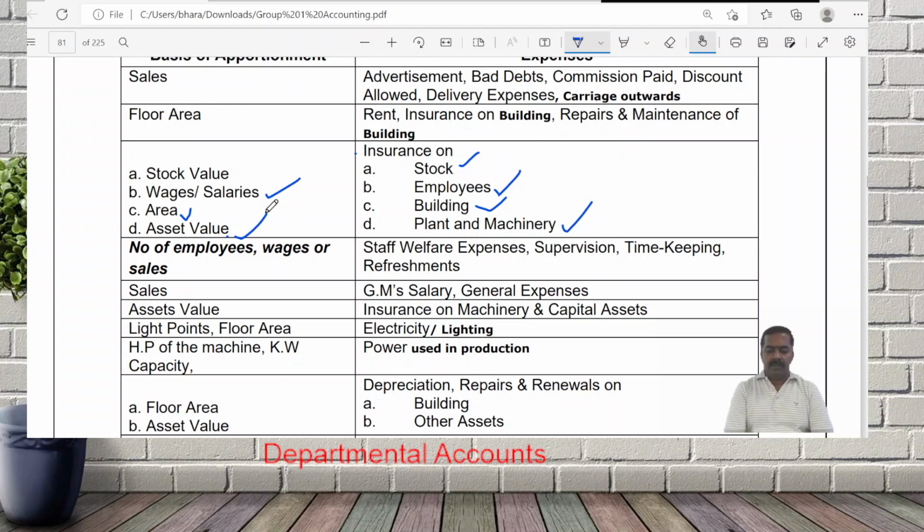Electricity and lighting will be based on number of light points. If light points are not available, you will use floor area. I'll come to that later. So simple. Insurance on stock is based on stock value. If it is for employees, number of employees. If it is for building, based on area. If it is for plant and machinery, based on asset value. Like that you can apportion.